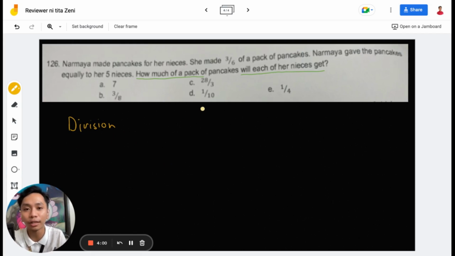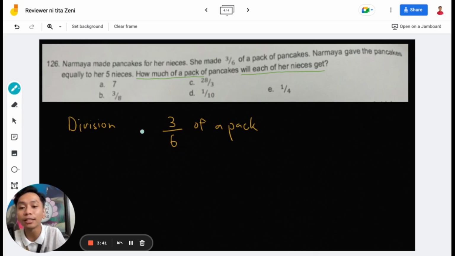Pero ang first task mo is to identify ano pa yung mga information na binigay. So, sa first sentence, makita na meron siyang pancake para sa kanyang mga pamangkin. Meron siyang 3/6 of a pack. So, makikita natin yung 3/6 is essentially 1/2 in simplified form. Which means, essentially, kalahati nung isang pack yung nagamit niya.